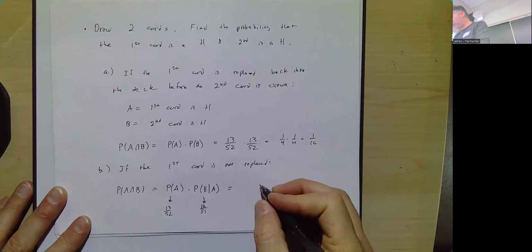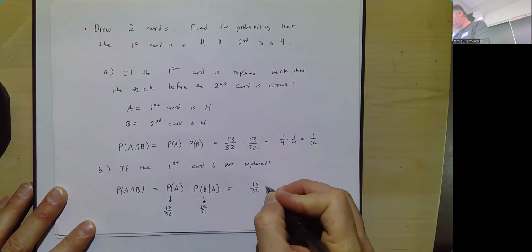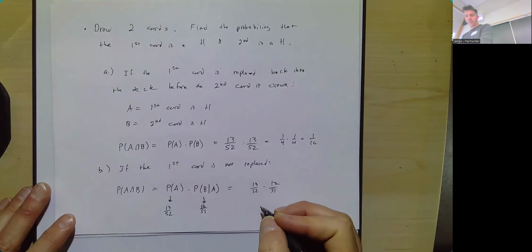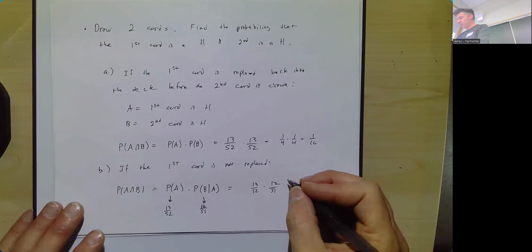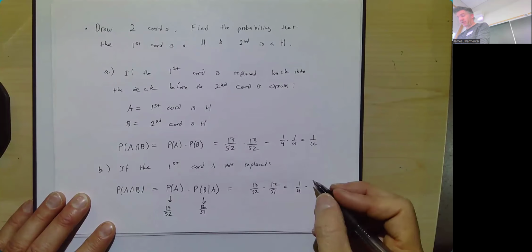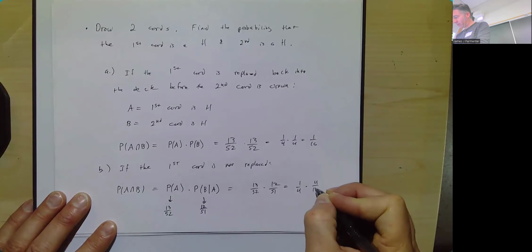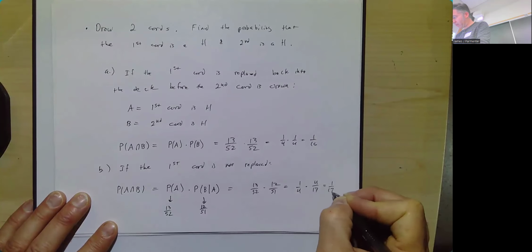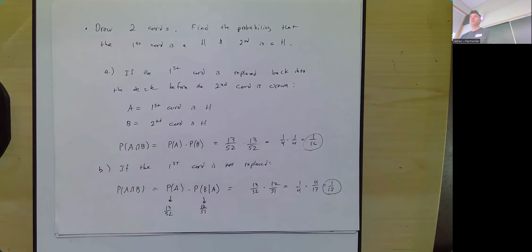So here we're going to get 13 out of 52 times 12 out of 51. Again, we don't really care what the numbers are, but I guess we care kind of. That's going to be 1/4 times, both 12 and 51 are divisible by 3, that's going to be 4/17. So we get 1/17. A notably different probability.